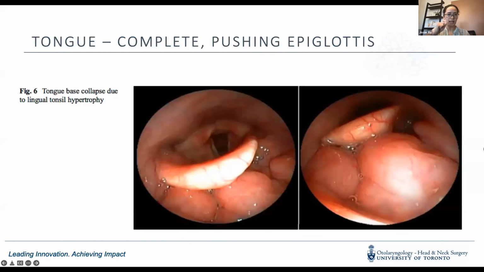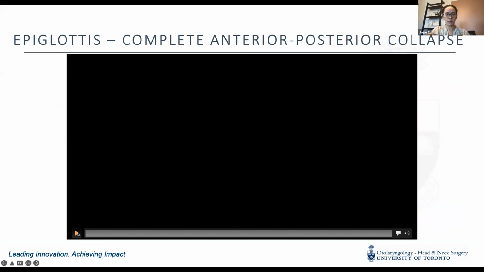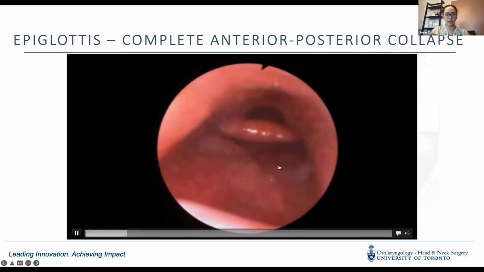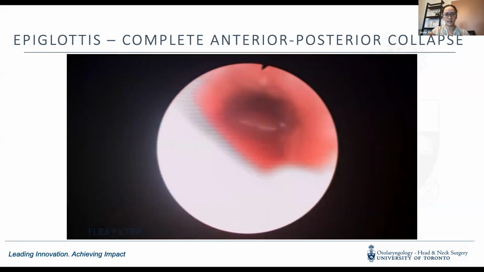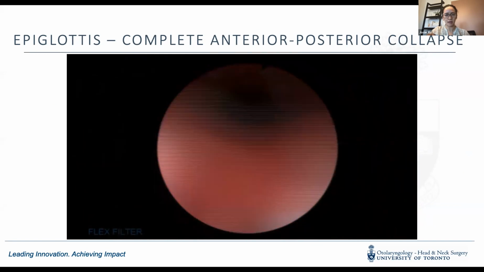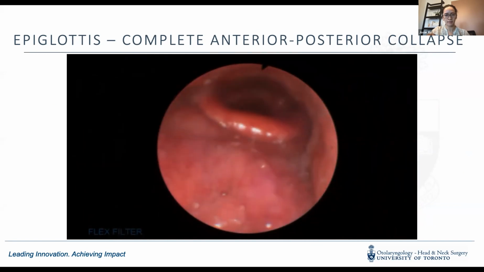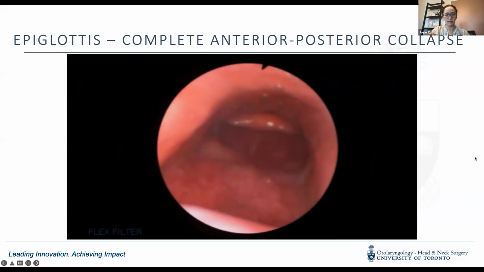Here's just a picture, a static example of how a significant lingual tonsil hypertrophy at the back of the tongue base can really push back the epiglottis here, as opposed to isolated epiglottic collapse. From this video, you can see that the epiglottis itself is falling all the way back by itself, even though the tongue base is not moving as much. Let's just play that again just to see.